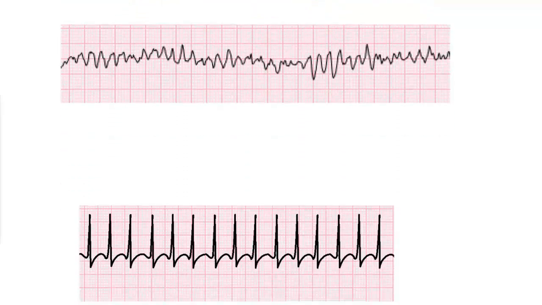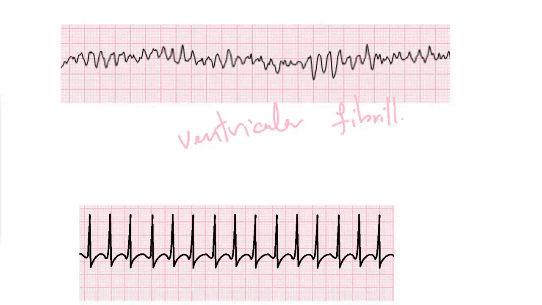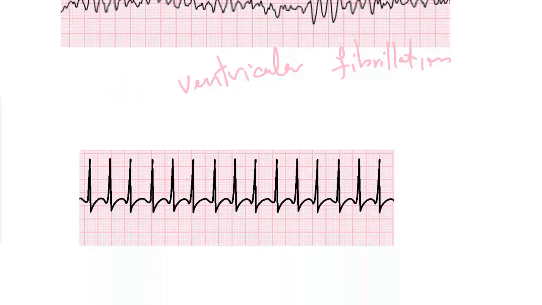Next, what do we have here? So here you can see that we have rapid disorganized depolarization of the ventricle. And so this is an example of a ventricular fibrillation. Okay, and these patients can present with a sudden collapse because the heart cannot pump blood properly.